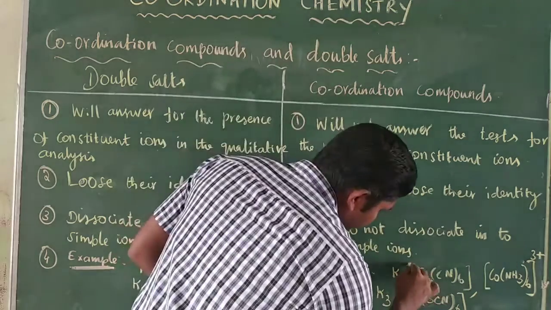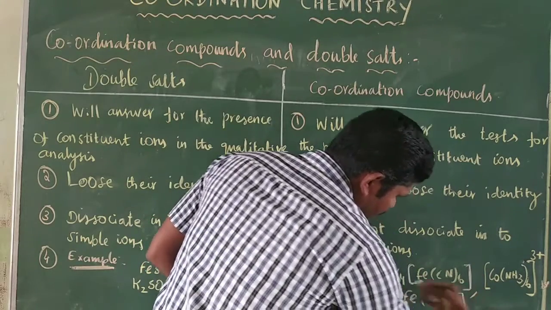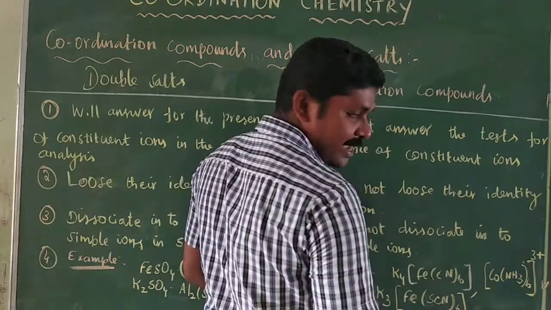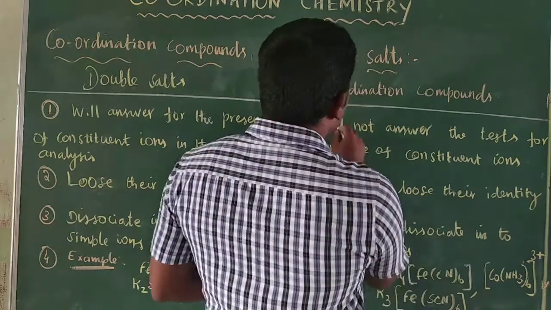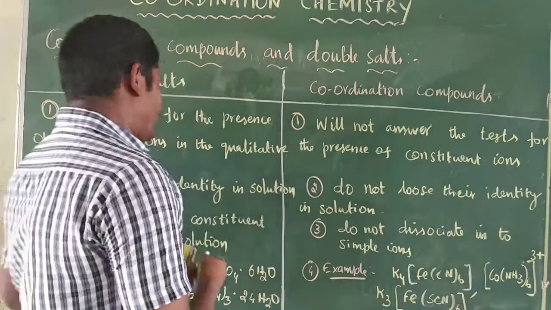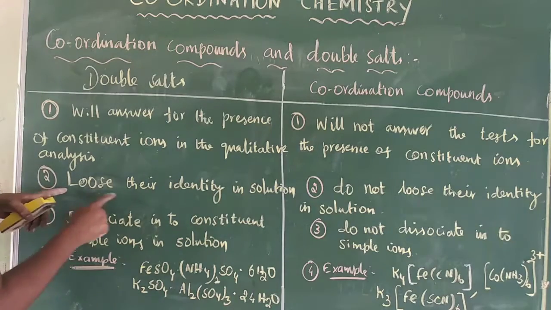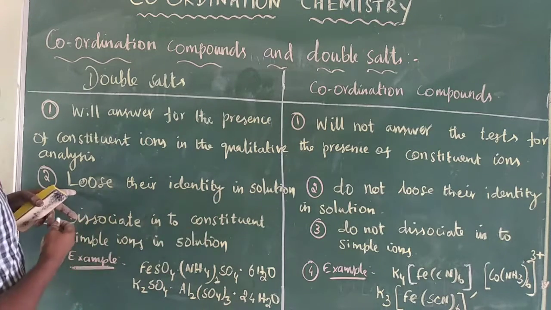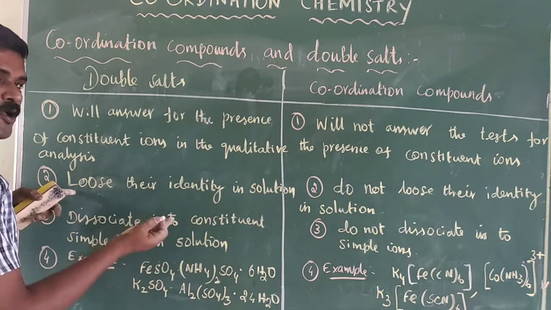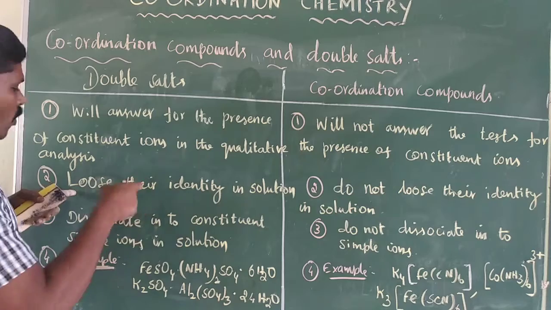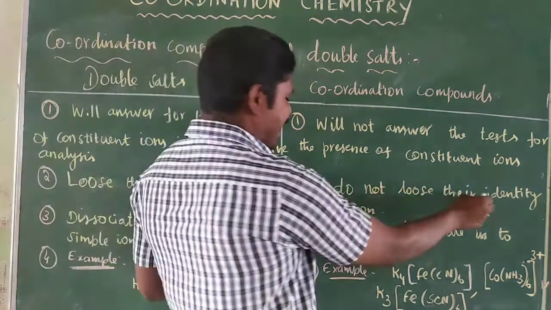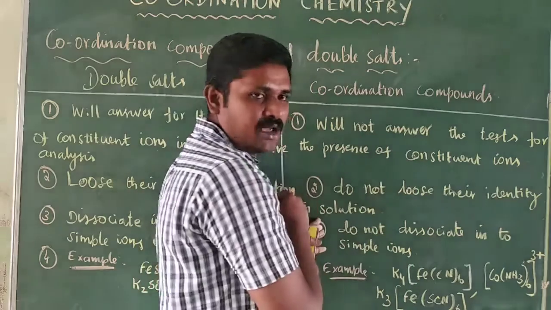The inner sphere, the square bracket, the inner element does not dissociate in water. So it will not answer the test for the presence of constituent ions. The second point: double salts lose their identity in solution. The double salt dissolves in water to give constituent ions. But coordination compounds do not lose their identity in solution.